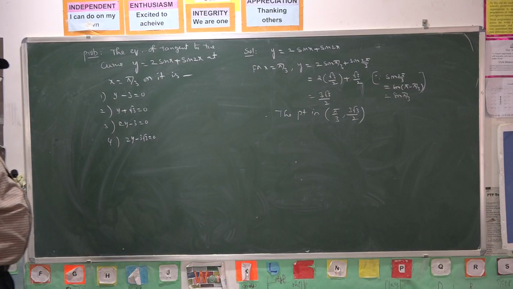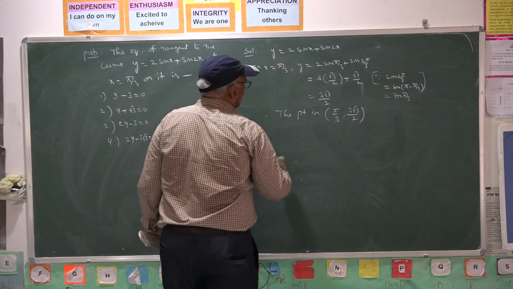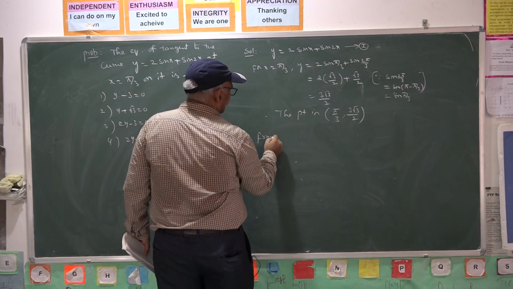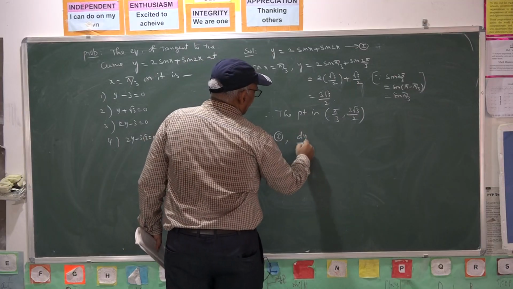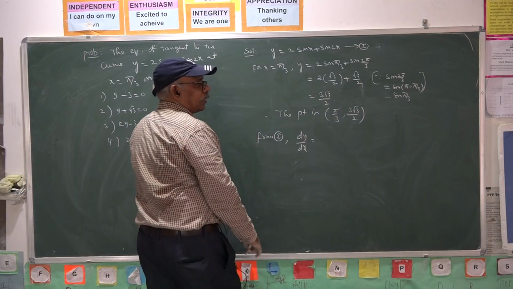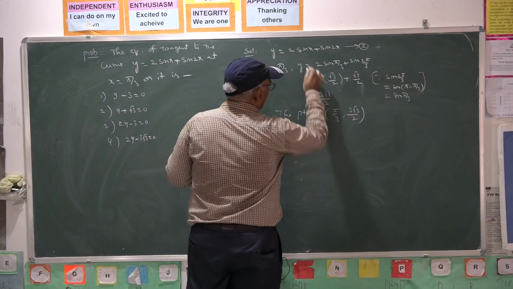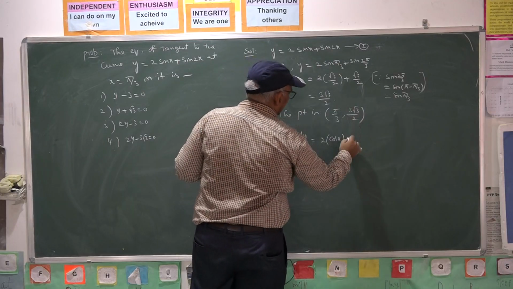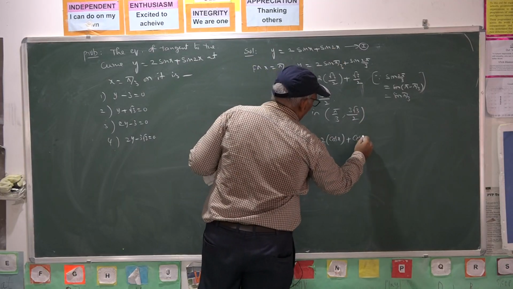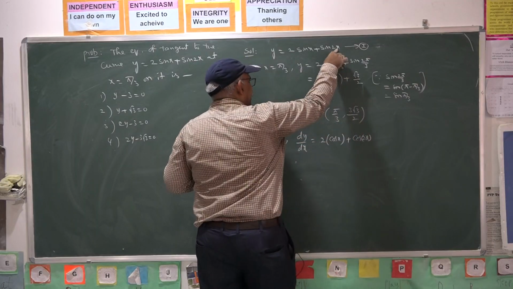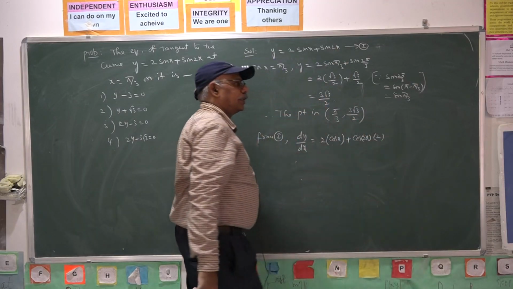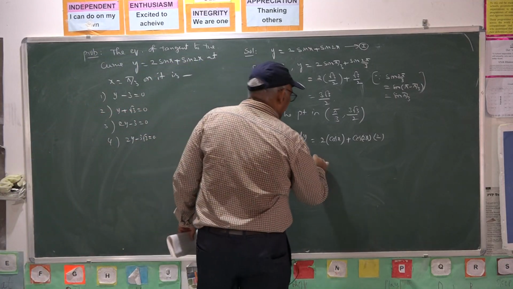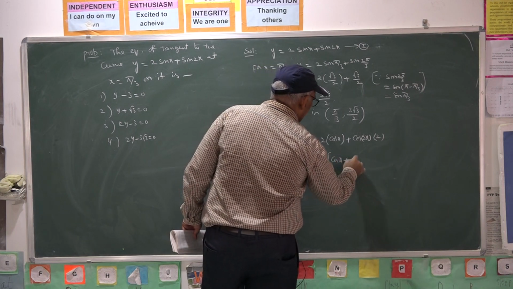So equation of the tangent. To get the equation of the tangent, let us consider the derivative. Now from the curve, dy by dx is 2 into derivative of sin x, that is cos x, plus derivative of sin 2x, that is cos 2x, and derivative of 2x is 2. Taking 2 as common, we get 2 times cos x plus cos 2x.